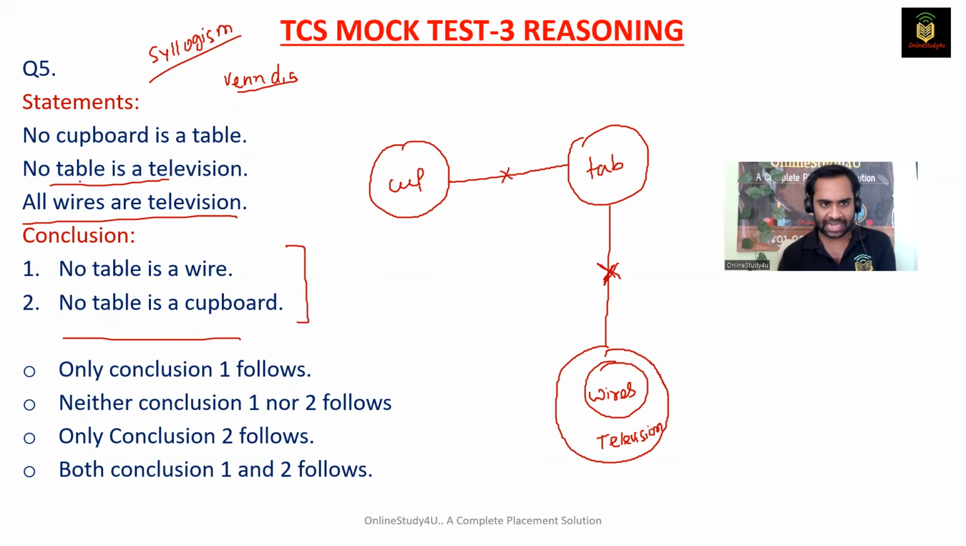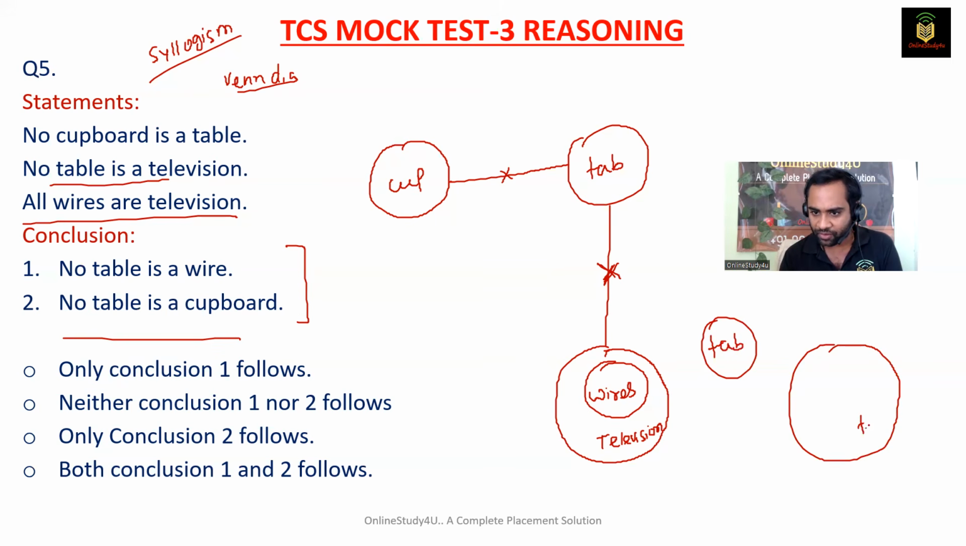See, if they're telling, here you can see, no table is a wire. No table is a television. So outside only the table does not have any relation. So this is table and this is television. This outside only you do not have any relation. So if the wire is inside, then definitely you will not have any relation with the wire.